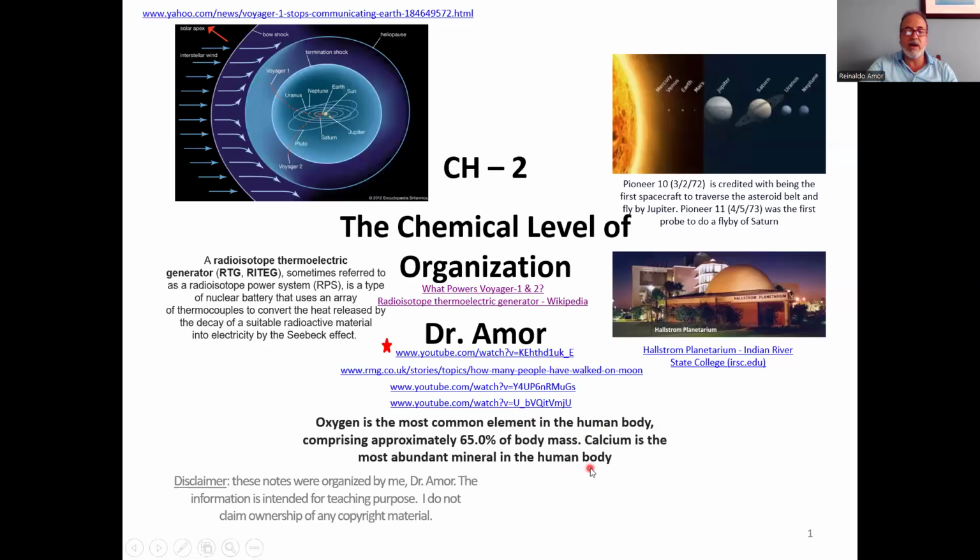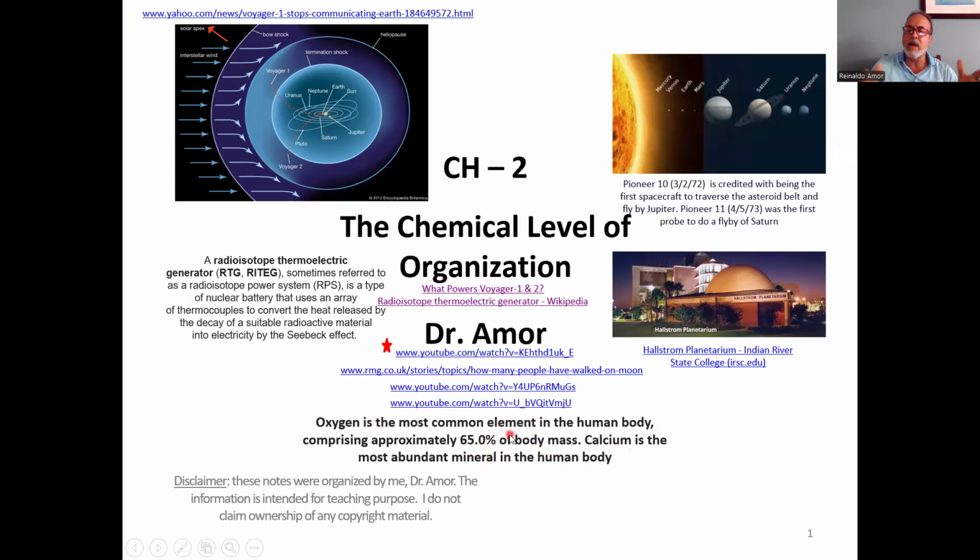For us, from the get-go, we need to know two facts here. We need to know that oxygen is the most common element in the human body, comprising approximately 65% of our body mass. And also we need to know that calcium is the most abundant mineral in the human body. Notice that they talk about mineral, and they talk here about element.